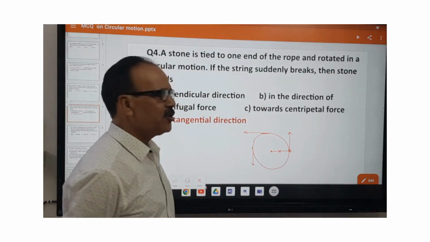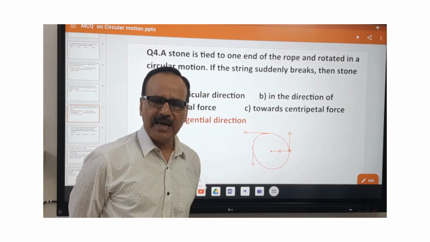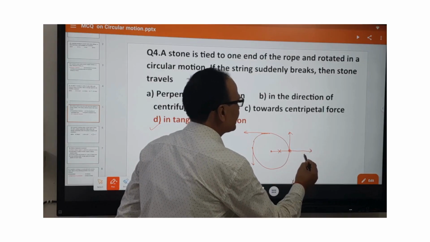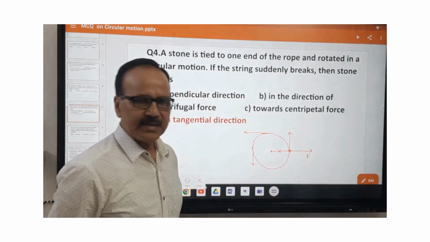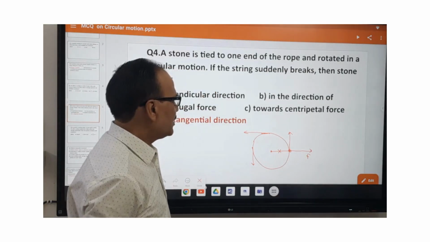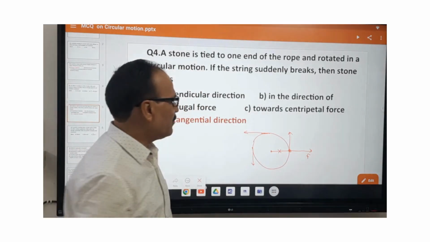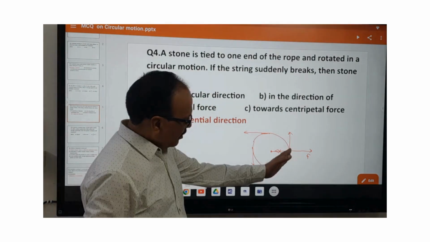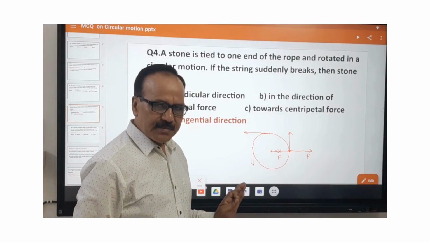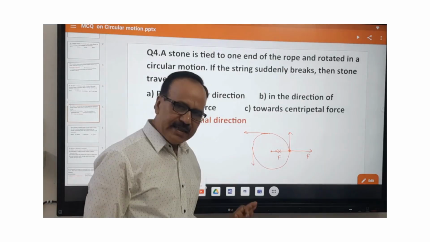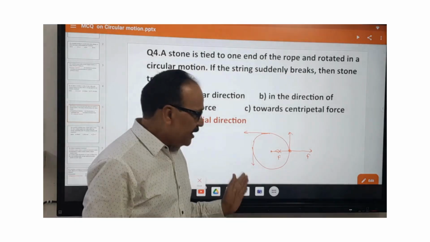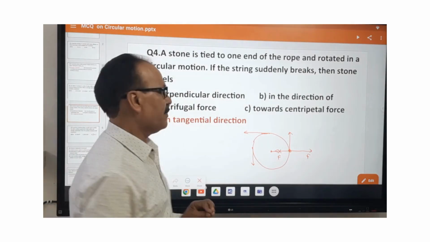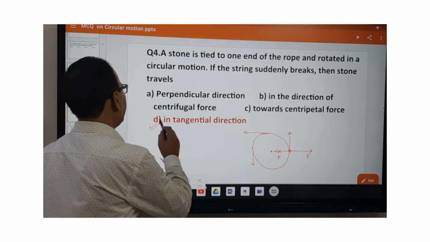Next, in the direction of the centrifugal force. Centrifugal force always acts away from the center of the circular path. This is the direction of centrifugal force, so the stone will not fly off in this direction. In the third option, towards the center, the centripetal force acts towards the center of the circular path. The stone will not move towards the center because the direction of the motion is along the tangent. So it will not change its direction of motion by itself when the string breaks. So option D is correct.